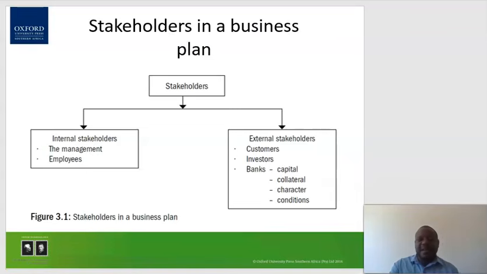This is basically depicting the stakeholders in a business plan, but more important is how banks actually evaluate business plans. Because most people prepare business plans, but not all business plans are funded. Banks reject some of those. So how do banks evaluate business plans? They look at the issue of capital, collateral security, character of the person who wants to borrow, and the conditions.